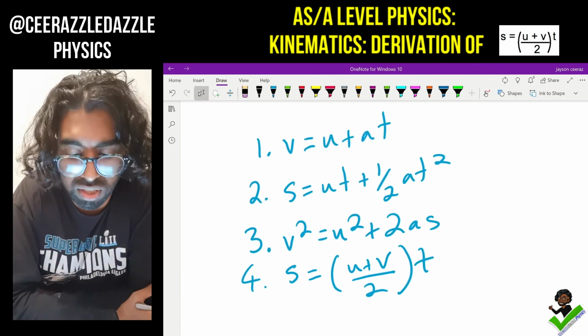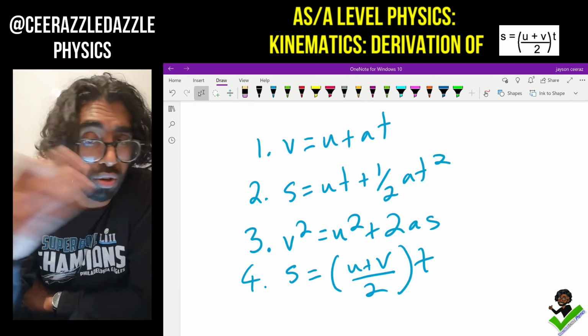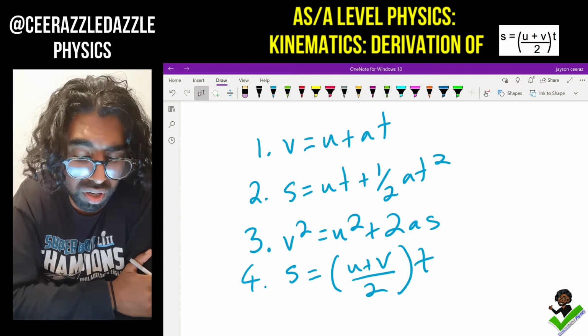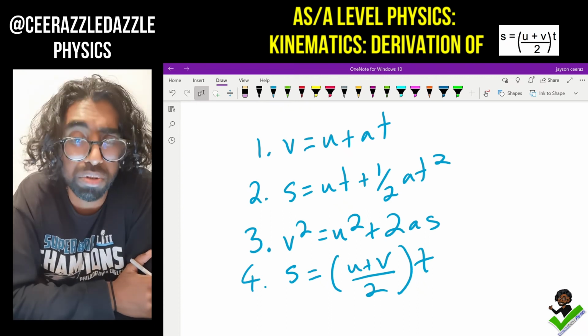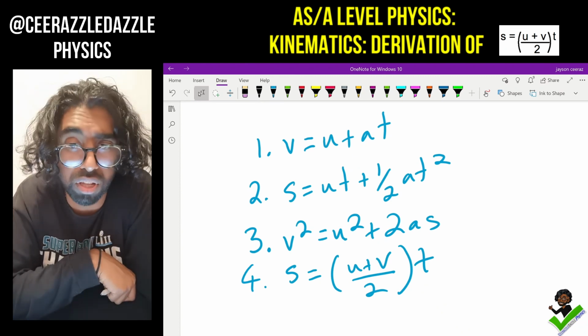Make sure you can use this in your A-level, especially when you're solving problems. Make sure you have them ready at hand so you can just throw them out whenever you need them. They are in the formula booklet, so don't worry about it, but you should be able to prove them all. And obviously watch all my videos and you'll be able to find out how to do them.